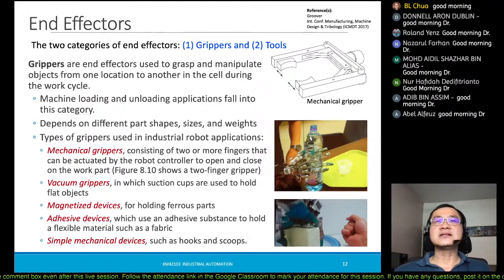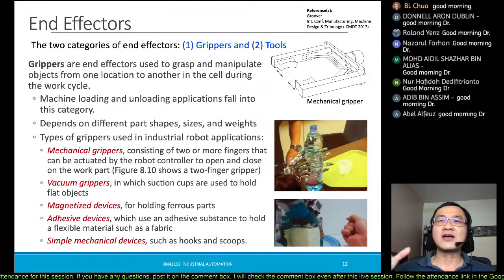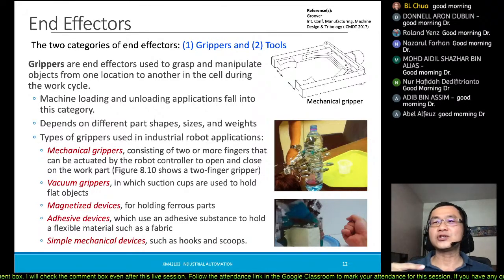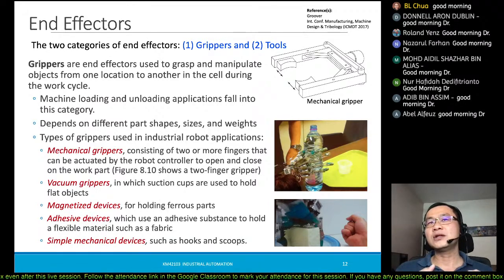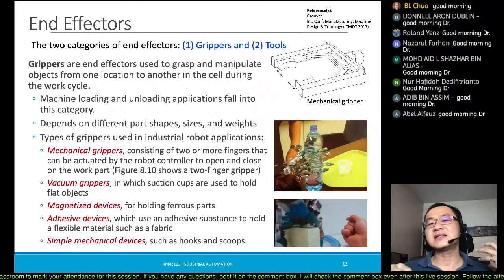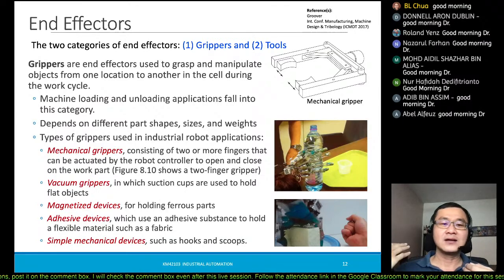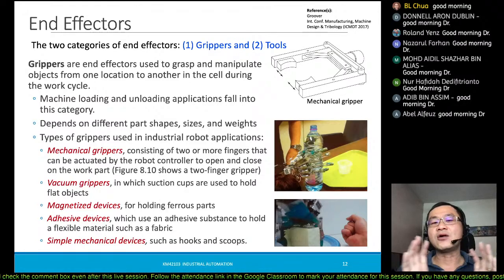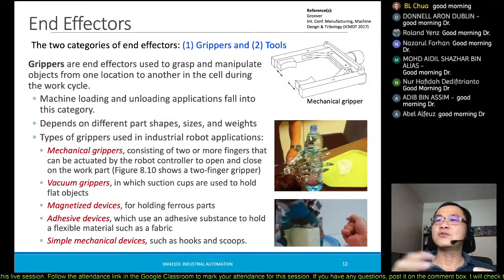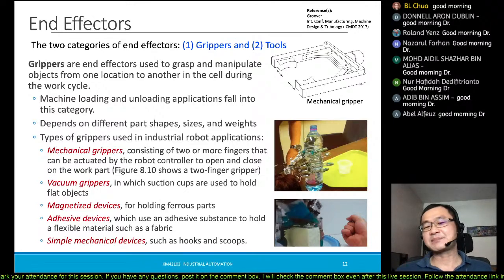What it means by in the cell itself is that usually in industrial robot applications, they will put them in a cell. Okay, remember we have come to the section where I discussed some safety considerations, where you would want to separate the workspace of the robot and the human. Okay, you don't want the human to accidentally move to the place where the robot arm will swing across your head. Okay, so there is a cell where the robots will do their work. They will swing around in that particular cell. So this gripper will do the work inside that particular cell itself.